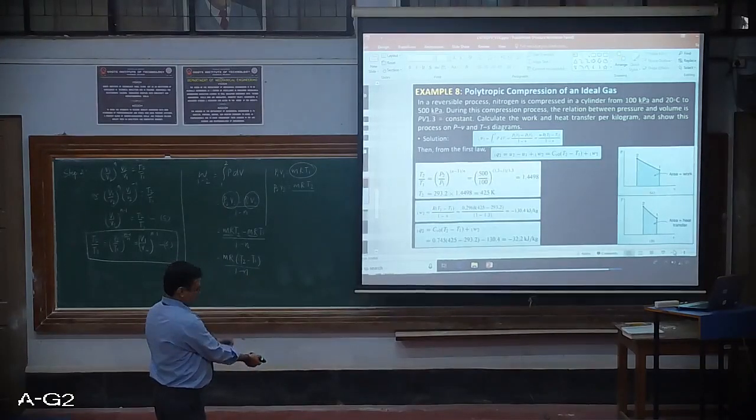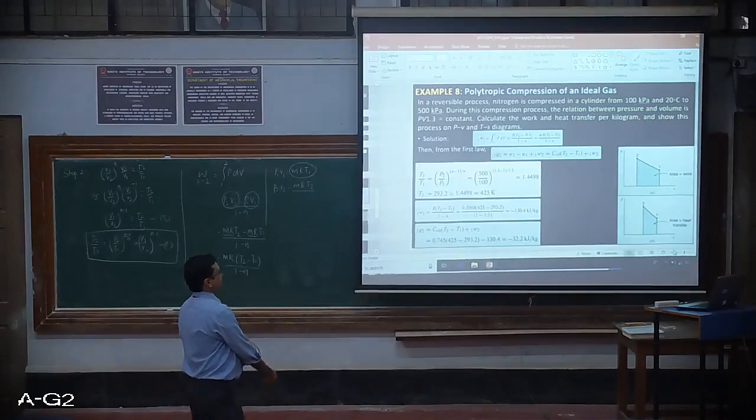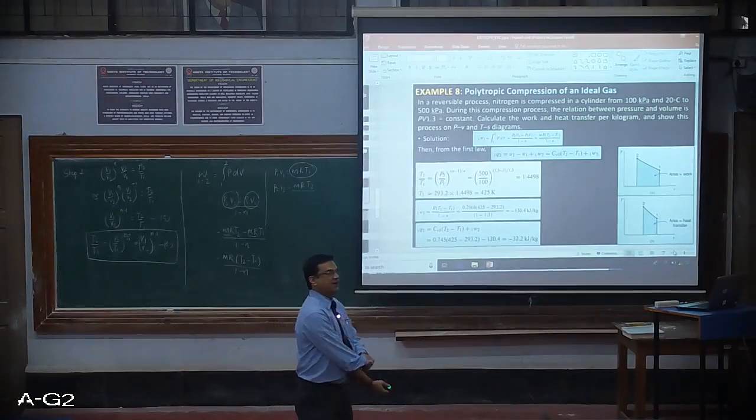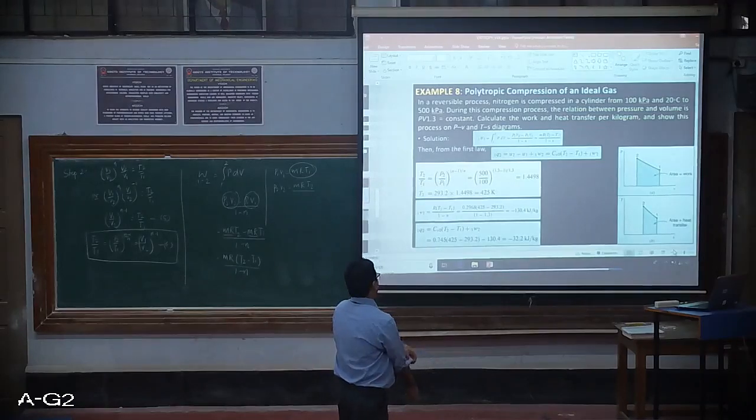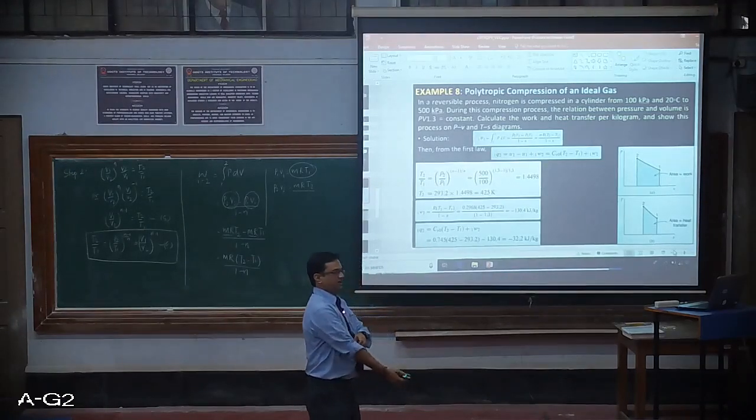Again, this is applicable only to a reversible polytropic process and for an ideal gas, to find the change in entropy or work transfer or heat transfer.